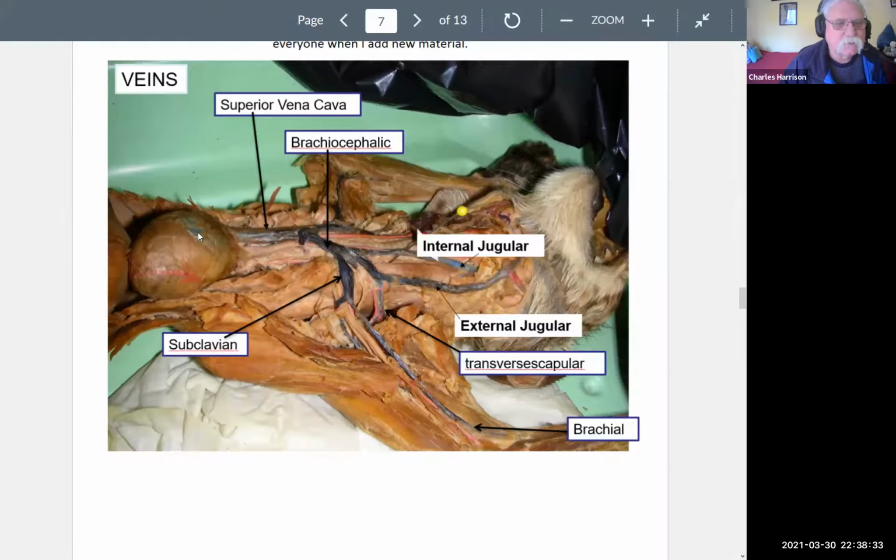Here's the heart, and above it, using veins here. Here's the vena cava. It's not labeled, but this is the mammary. You can see the vena cava now splitting, 1, 2. You may have to look closely to see that. But these two vessels are the brachiocephalic.